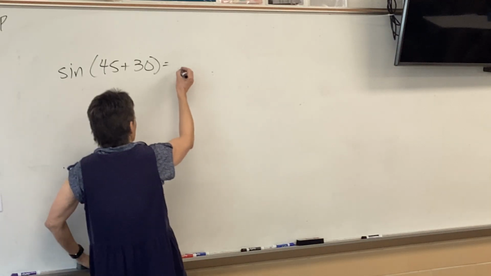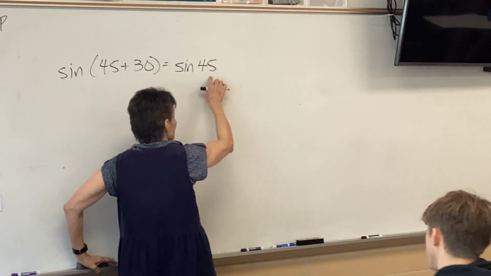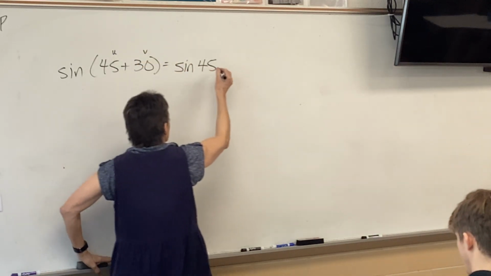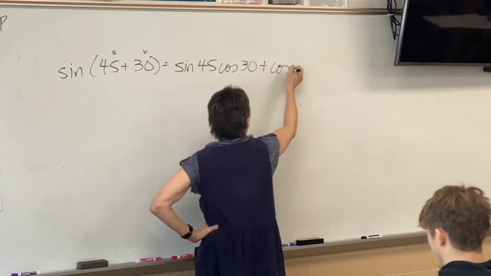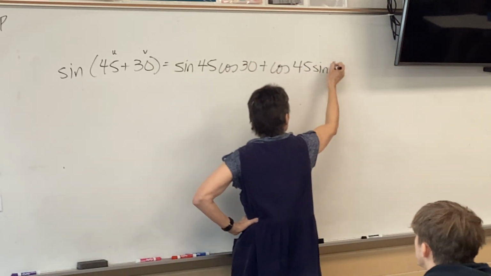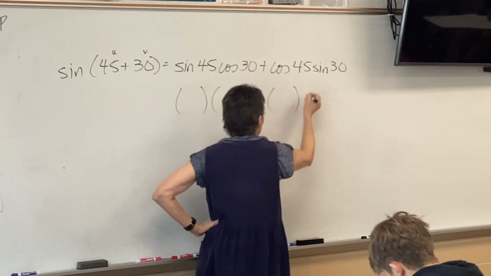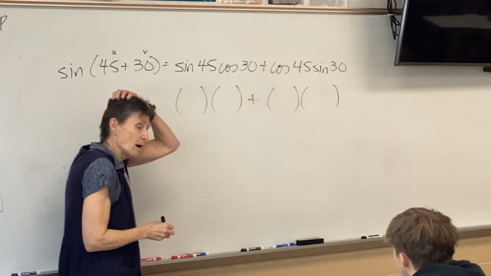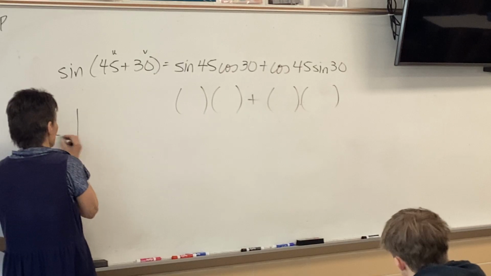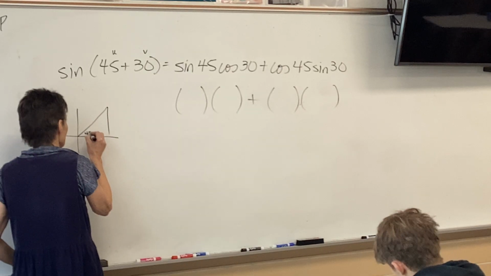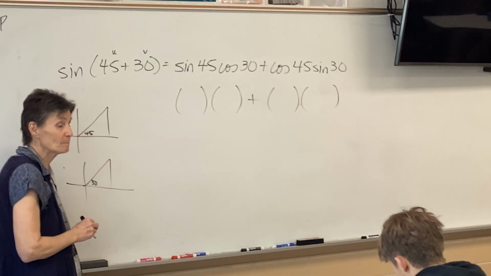So that formula says sine first, so think of that for u and your v. So sine 45 cosine 30 plus cosine 45 sine 30. Now, maybe you have these numbers memorized and maybe you don't, it's okay. I'm gonna draw a 45-degree angle and I'm gonna draw a 30-degree angle. Those are my two pictures for this problem.